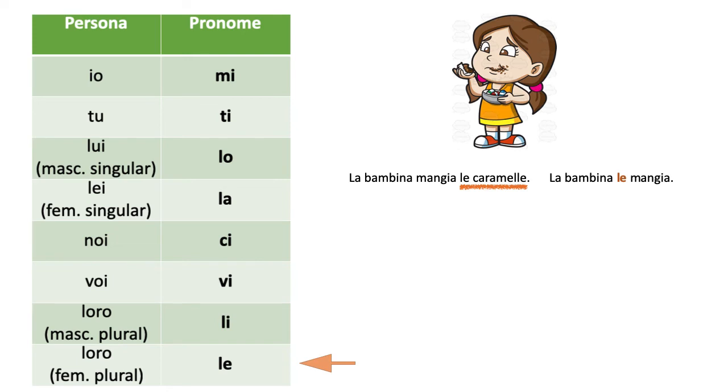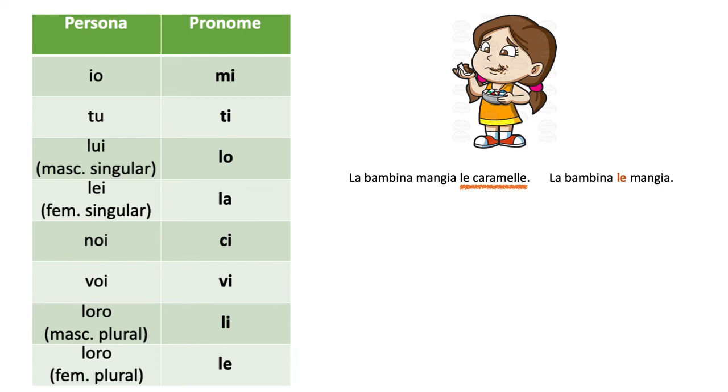I hope that this is becoming clear, right? Again, what do you do? First, you identify which is the direct object. Then you look at the table, you decide which of the pronouns corresponds to that direct object, and you use that one to replace the direct object, but you put it before the verb, not after.